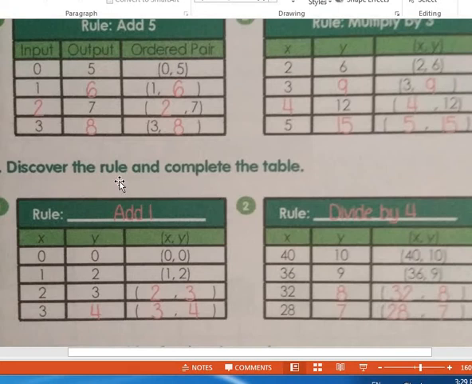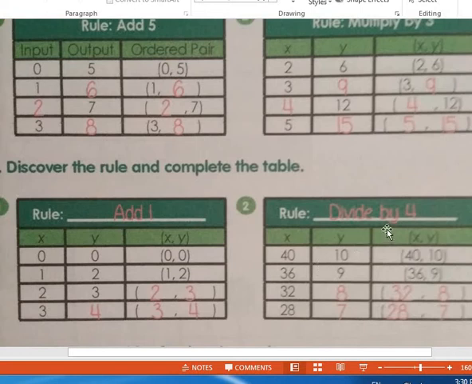Discover the rule. Here it needs me to discover the rule and complete the table. Okay, here I have 1, 2. What happened to 1 to become 2? And then what happened to 2 to become 3? So here I recognize that I add 1 to each one. 1 plus 1 is 2. 2 plus 1 is 3. 3 plus 1 is 4. So here (1, 2), (2, 3), (3, 4). And you have to change this because it's wrong. Please write here 1 instead of 0.